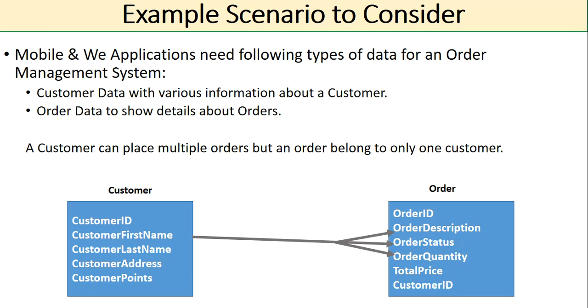So let's consider an example scenario. Suppose that we have an order management system, a very basic example where we have customer and order data. In customer, we have customer ID, customer's first name, last name, address, and points. Then we have order, and in the order we have order ID, order description, order status, order quantity, total price, and customer ID. There is a one-to-many relationship between the customer and the order, which means that a customer can place multiple orders, but a specific order is always associated with some specific customer.